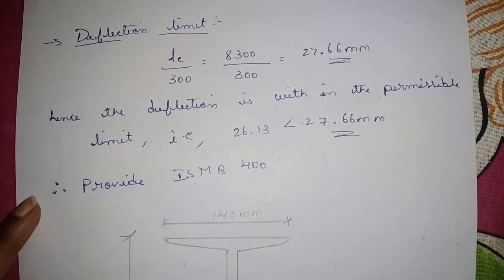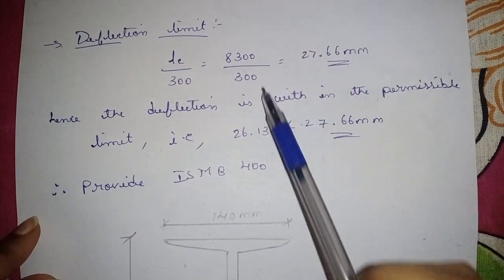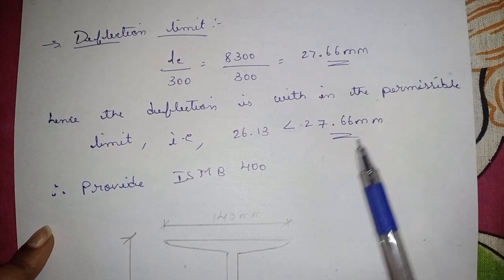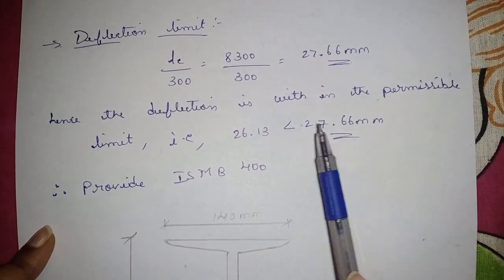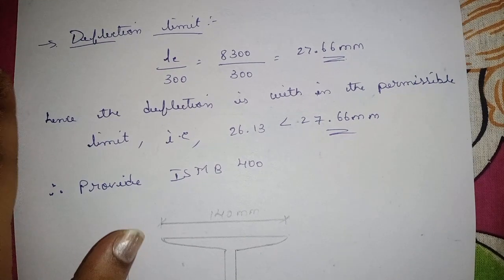So our deflection is 26.13. Maximum deflection allowed in the beam is 27.66 mm. So allowed is greater than the applied one, correct? So it is safe.